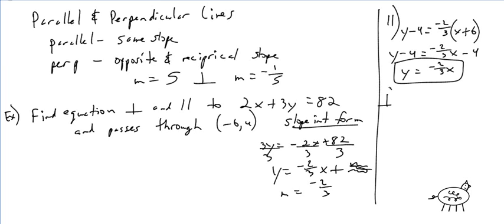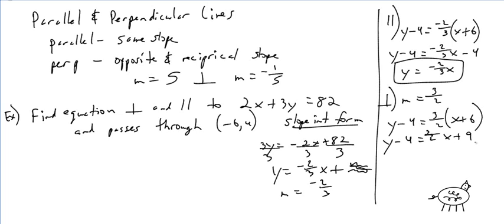Perpendicular, okay, it just means I'm going to take that slope, flip it over and change the sign. So my new slope is positive 3/2, and do the same thing. So it's y minus 4 equals 3/2 times x plus 6. Pretty easy. y minus 4 equals 3 halves x plus 9. Add 4 to both sides, y equals 3 halves x plus 13. And there we go. Okay, that's pretty mellow.